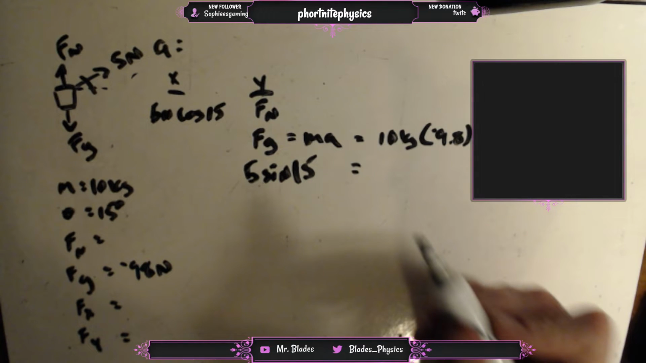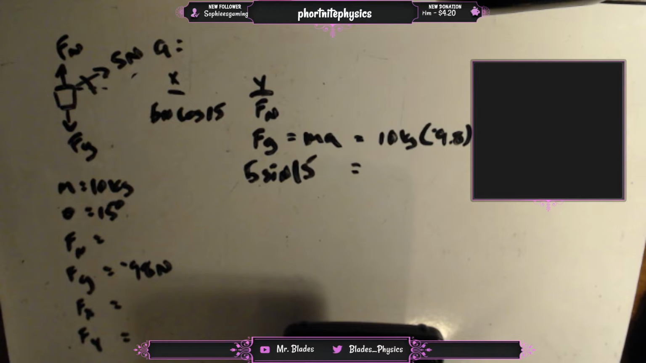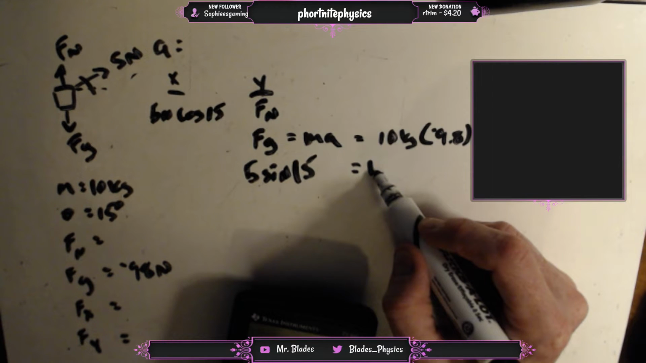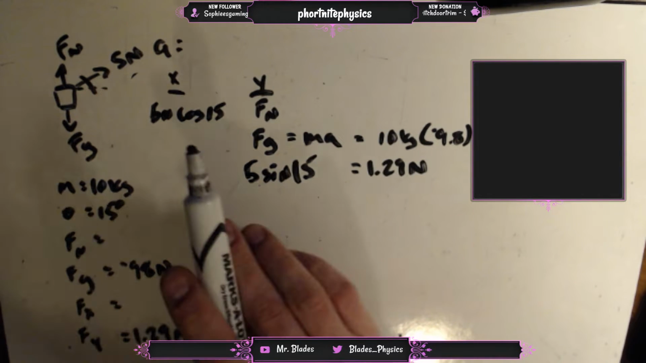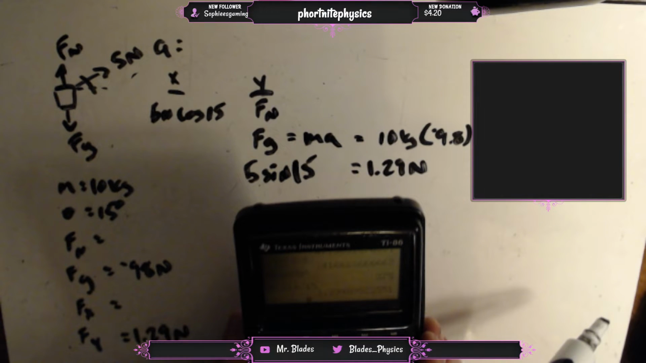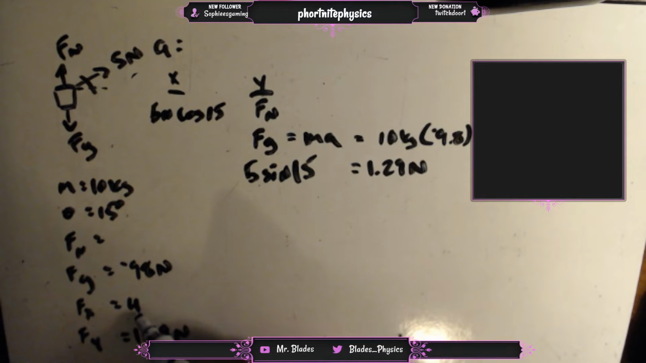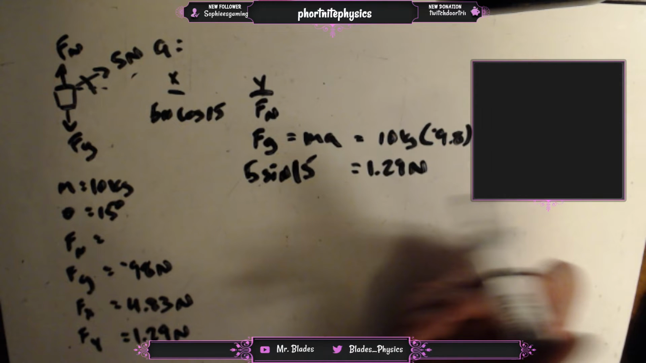This one right here, 5 sine of 15, is pretty easy to calculate too. Let's make sure I'm in degree mode. Okay, good. So 5 times the sine of 15 is 1.29 newtons. So that's our Fy, 1.29 newtons, and it's pointed up, so we're going to leave that as positive. Fn, as I've mentioned before, we can't calculate directly, but let's go ahead and calculate our Fx, which is just going to be 5 times the cosine of 15, or 4.83 newtons. Okay? Excellent.